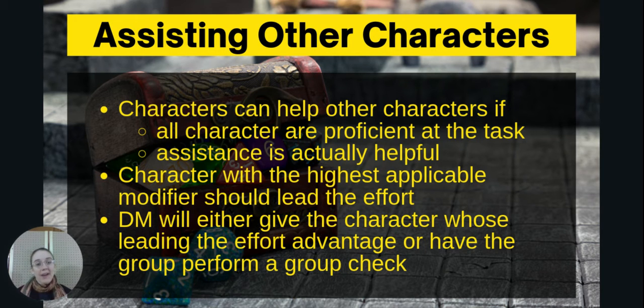Another thing that might happen, if the entire group wants to try and help with doing something, is that the dungeon master may have them perform a group check, which means everybody rolls and then you succeed if at least half the group succeed. If at least half the group's dice rolls actually equal whatever target number you're trying to reach.